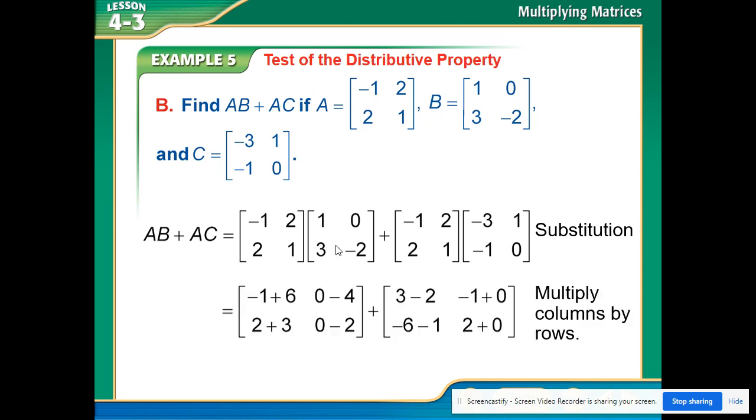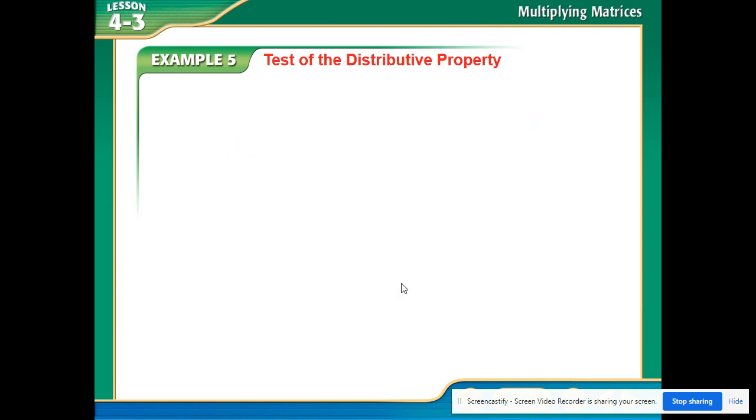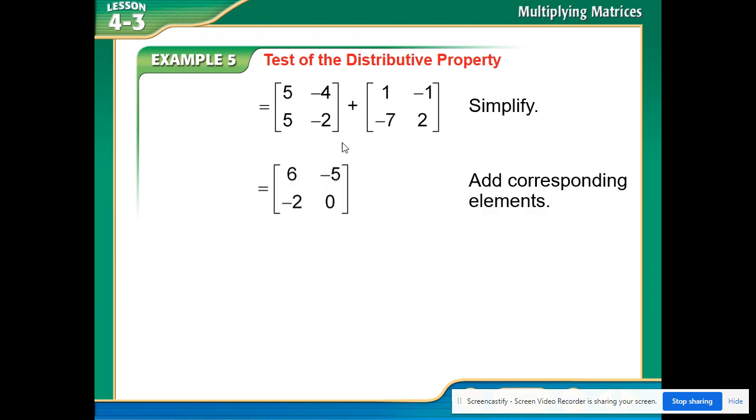We're going to multiply all those together. 2 by 2's, I'm going to get 2 answers. I have to add those together. Get the 5, -4, 5, -2, and then we just add them together. There are 2 by 2's. We can add them together. 5 with 1 is going to give me 6, and -5, -2, and of course 0.